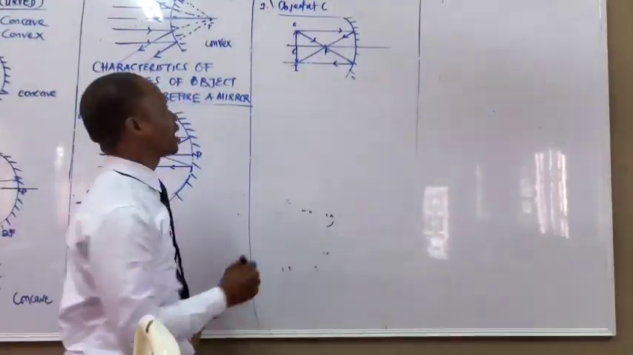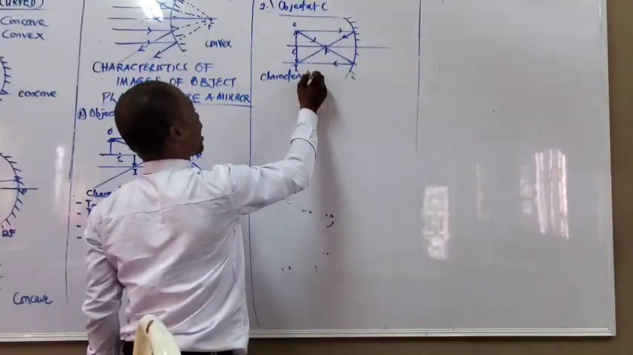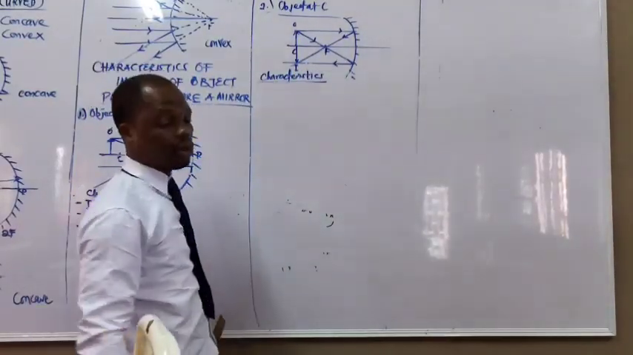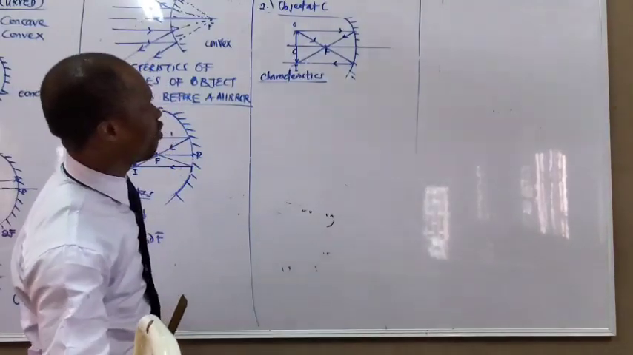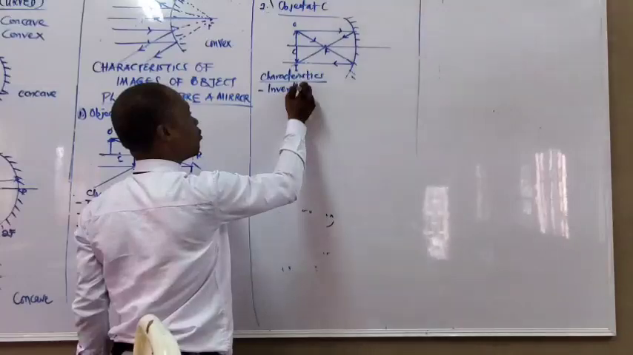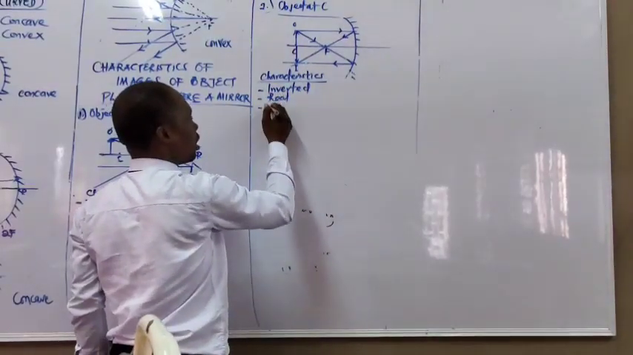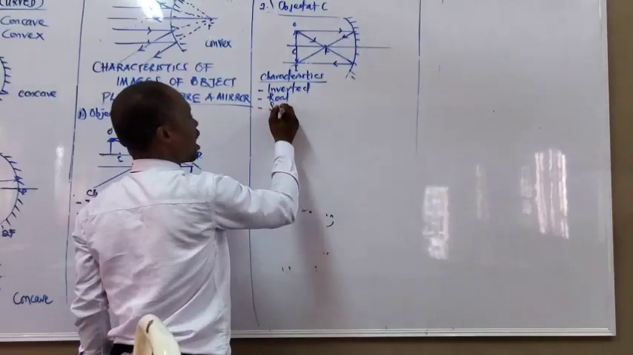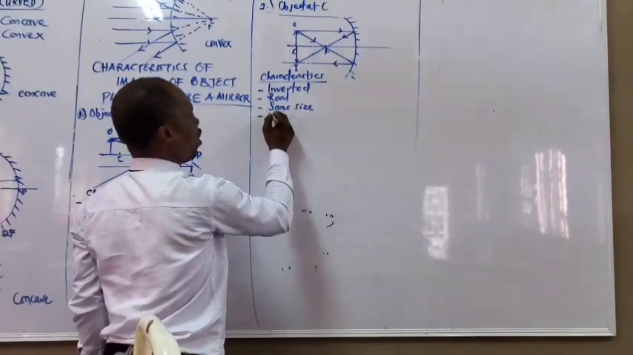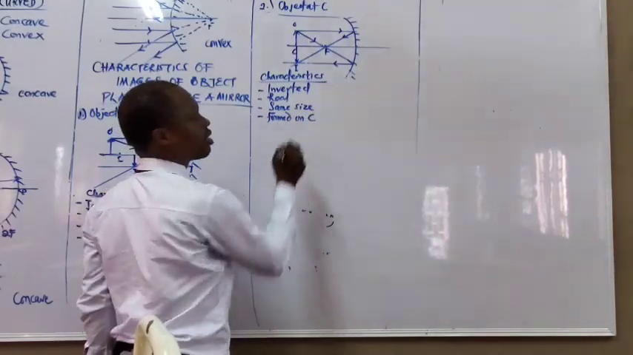In this case, what are the characteristics of the image formed by an object placed at C, which we call the center of curvature? Number one, it is inverted, it is real, it is the same size as that of the object. If you look at it, then it is formed on C. Formed on C.